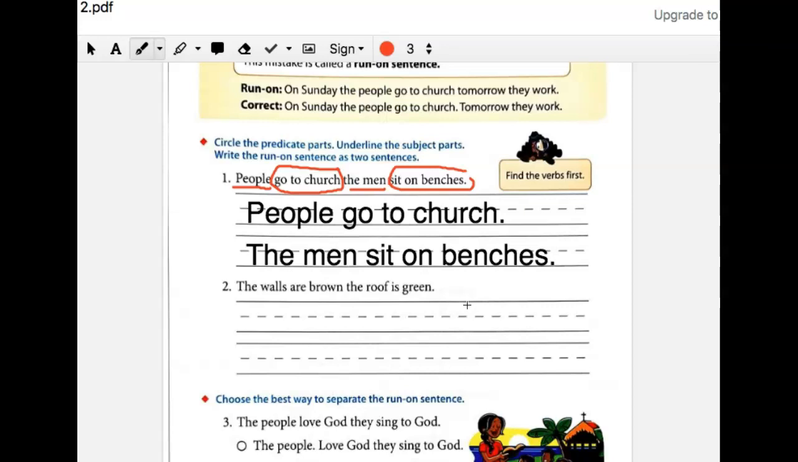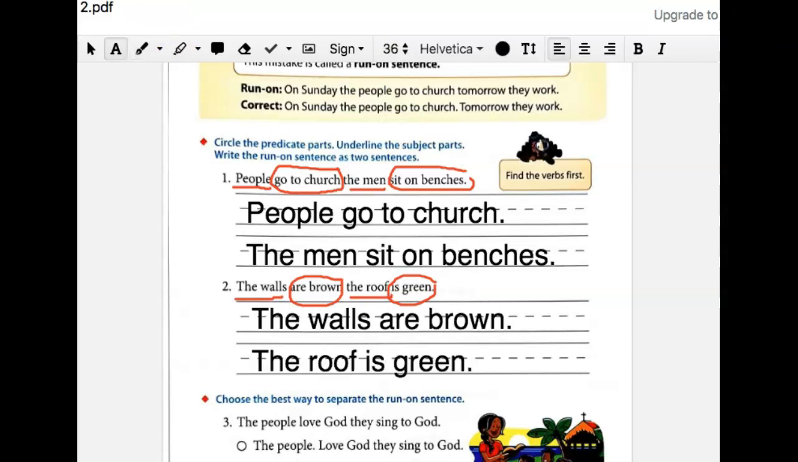I do not see any action verbs, but I do see linking verbs, are and is. So that means our predicate parts are brown, is green. The predicate part begins with the verb. That means the words that come before the verb, the walls and the roof, these are subject parts. Now we can split this into two separate sentences. The walls are brown. The roof is green. Each sentence has one complete thought.